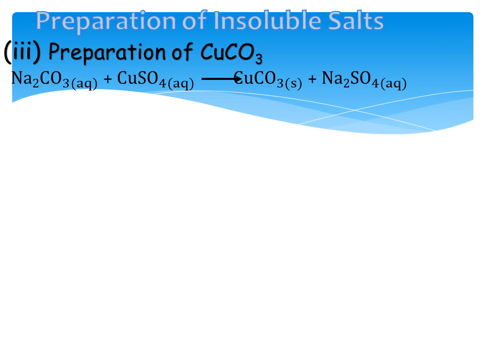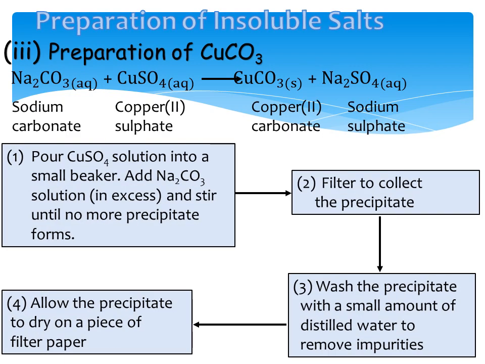So a double displacement reaction will take place and copper exchanges ions with sodium, and you will get copper carbonate, which is solid, and sodium sulphate, which is soluble in water. And then how will you go for its recovery? You have to filter it and collect the precipitates, and wash the precipitate with a small amount of distilled water and allow the precipitates to dry, and thus through this process you can collect the copper carbonate.